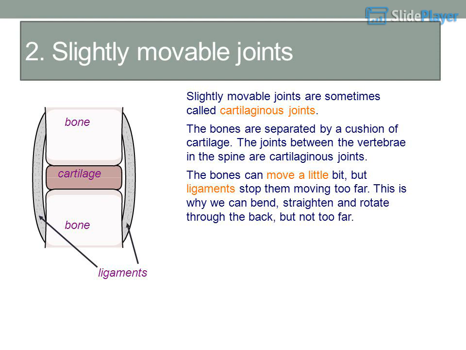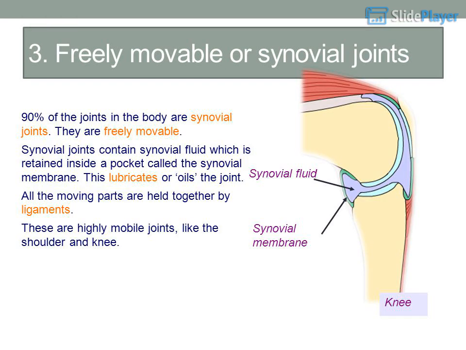Ligaments. 3. Freely movable or synovial joints. 90% of the joints in the body are synovial joints. They are freely movable. Synovial joints contain synovial fluid which is retained inside a pocket called the synovial membrane. This lubricates or oils the joint. All the moving parts are held together by ligaments. These are highly mobile joints, like the shoulder and knee.